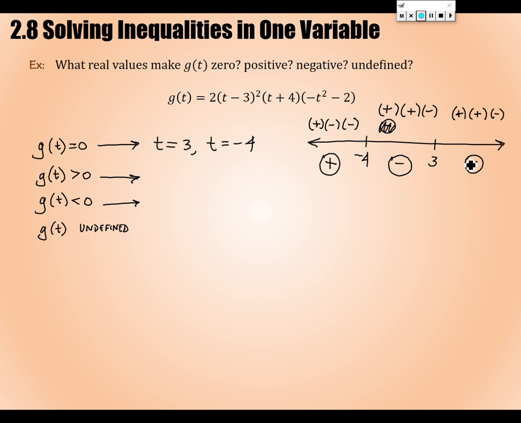So greater than 0, we said just over here, negative infinity to negative 4, and negative 4 to 3, and 3 to infinity are when we're negative, and undefined nowhere. Okay. All right, now I want you to understand this is not too bad, right?